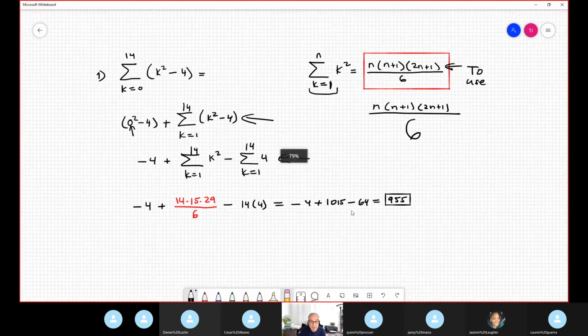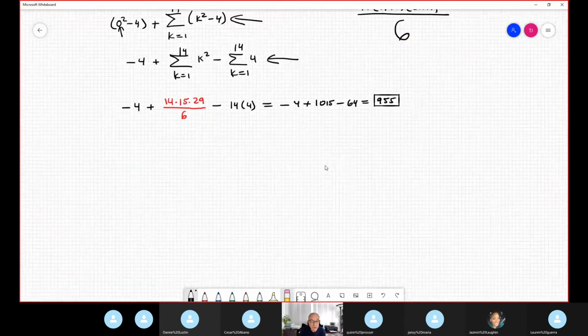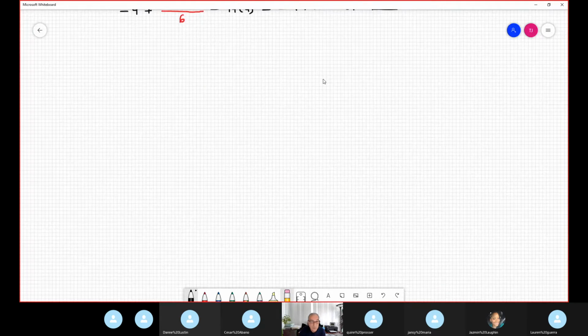Entonces, clear the example 1. Let's move on to example 2. In example 2, I need to compute sigma, summation from k equal 10 to 60.